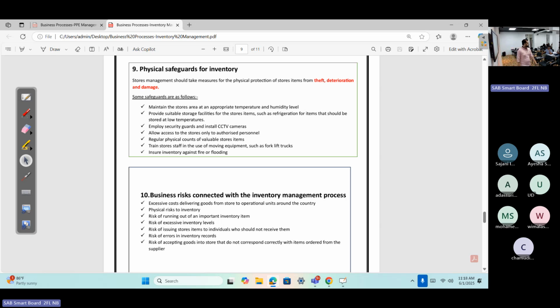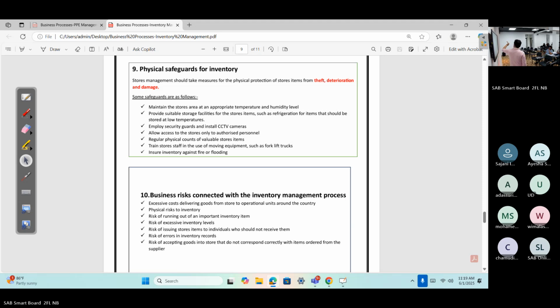Trade slows down in the use of moving equipment. Damages, to avoid the damages, we have to train them how to handle the stocks. That's also a physical safeguard. Ensure inventory against fire or physical damages. And these are the safeguards related to inventory.